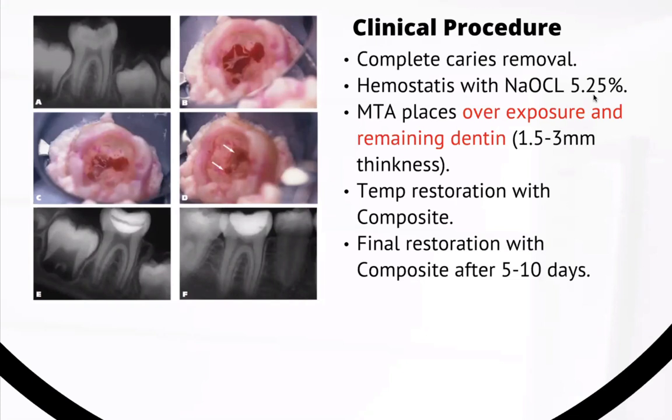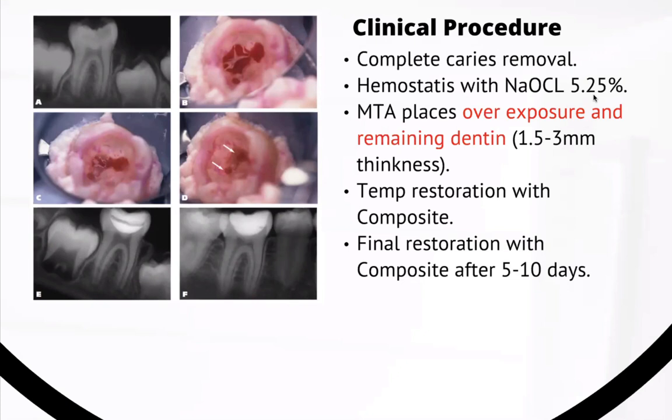Because sometimes when we manage exposure, we focus on the exposure itself, and we forget the thin dentines in other parts of the floor, which can actually be challenging for the pulp. So it's really recommended to seal the whole floor with at least 2 millimeter of MTA. So he placed temporary restoration using composite, and then final restoration after 5 to 10 days.